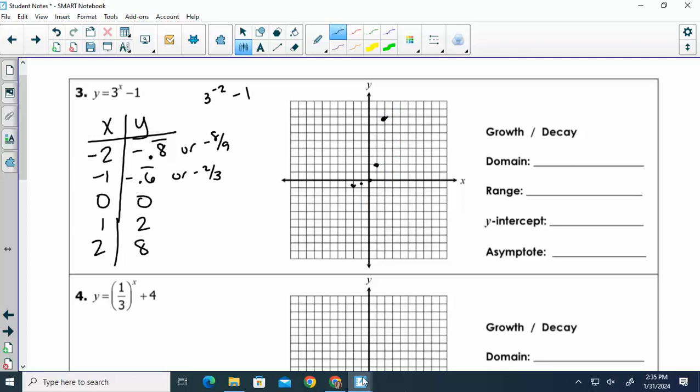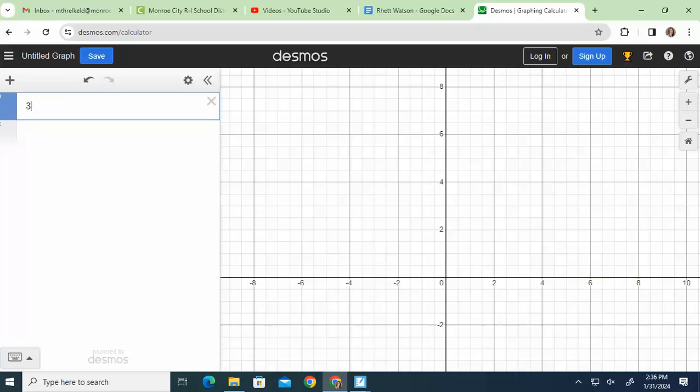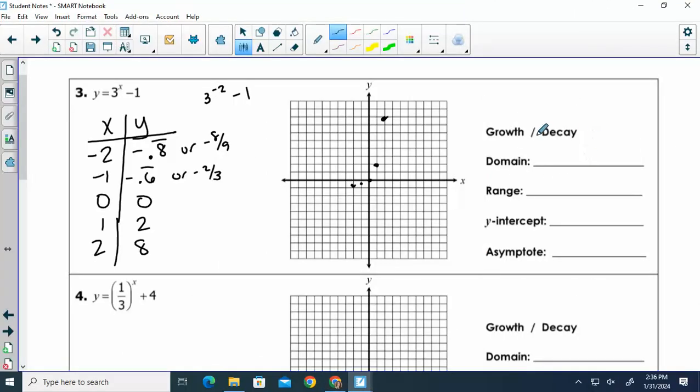Okay, let's look at this on Desmos. We have 3 to the x minus 1. Okay, so does that look like our graph? All right, is this growth or decay? Growth. It's getting larger as we go. What's the domain? Every time, no matter what.